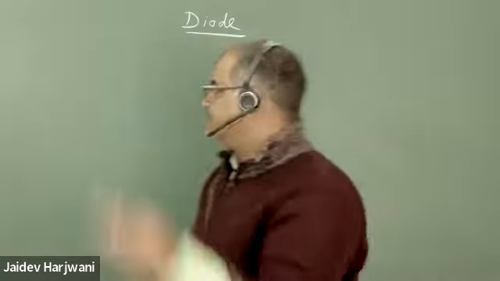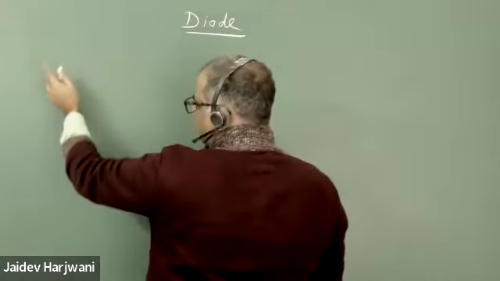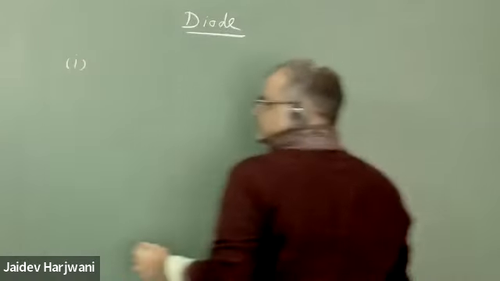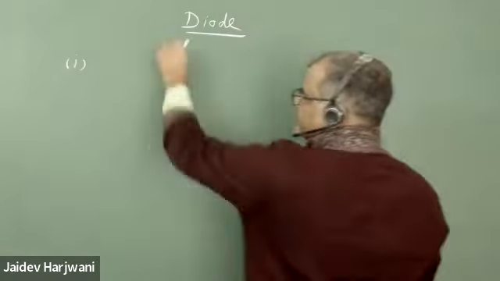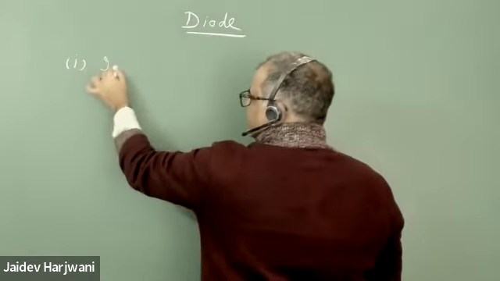Now, how we can deal with a diode in a circuit, that we learn today. So a diode can be used in the circuit with some approximations. There are three models based on which we will deal with the diode in the circuit. First is the ideal diode model.